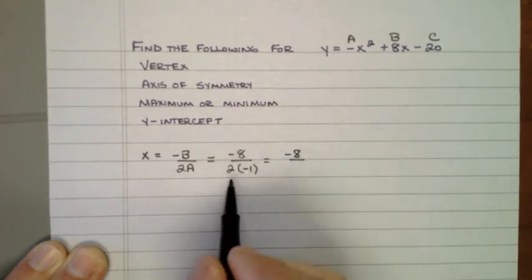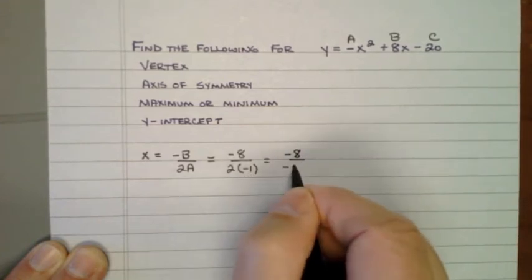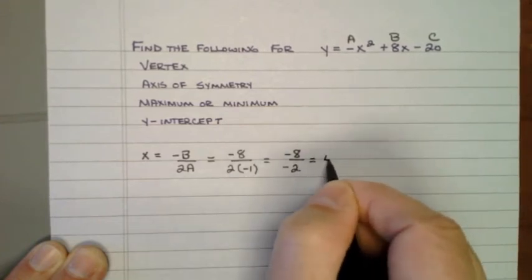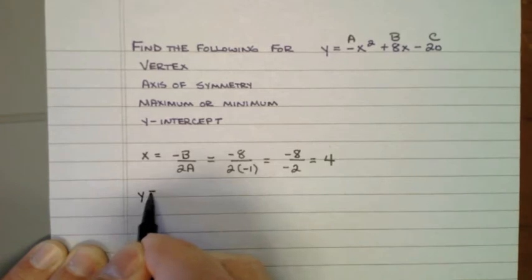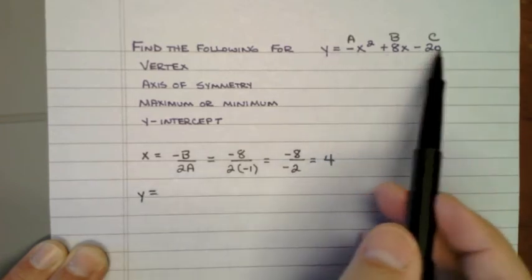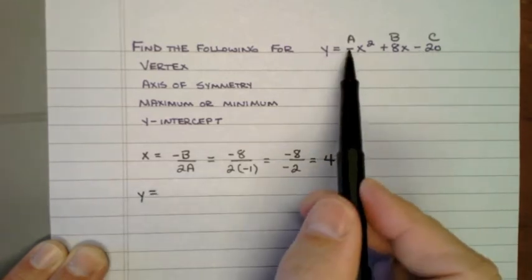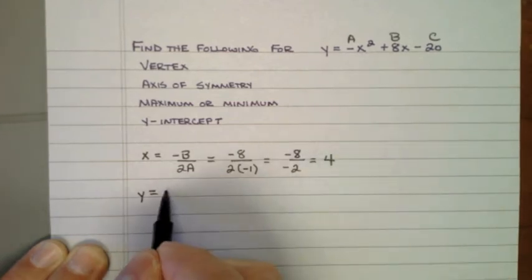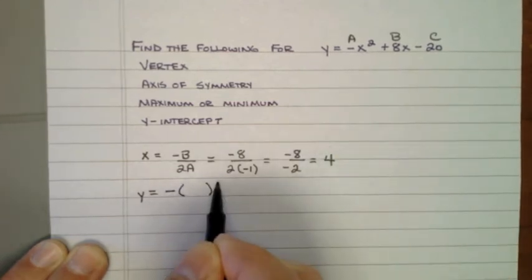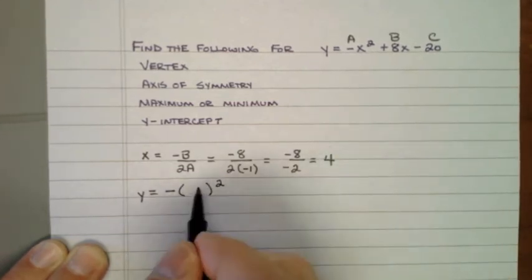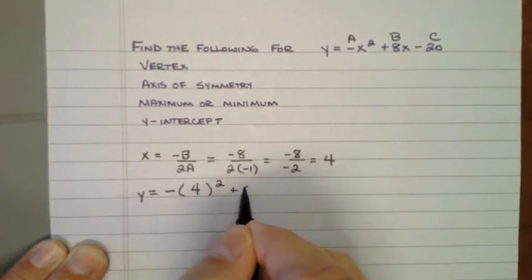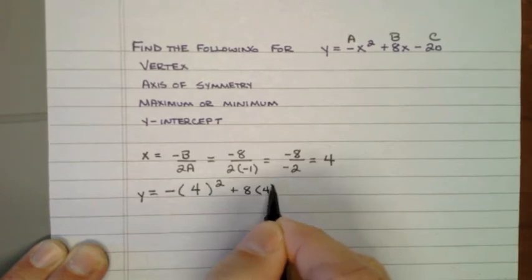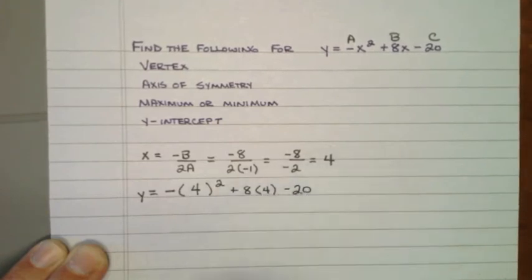Negative 8, 2 times negative 1 is negative 2, and a negative divided by a negative is a positive. This is my x-coordinate for my vertex. To find my y-coordinate, I'm going to take this number and plug it into the original formula. This is negative x squared. That means negative, and whatever x is going to be squared. It's a 4. Plus 8 times 4 minus 20.